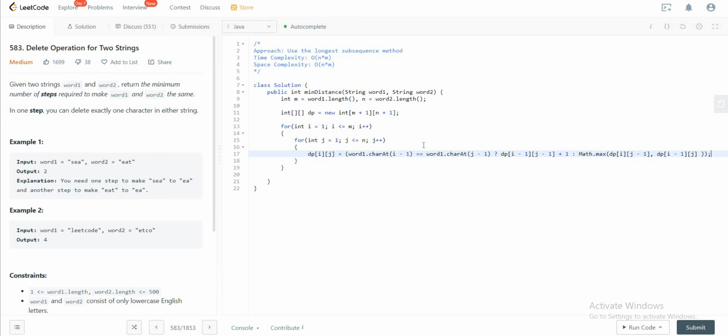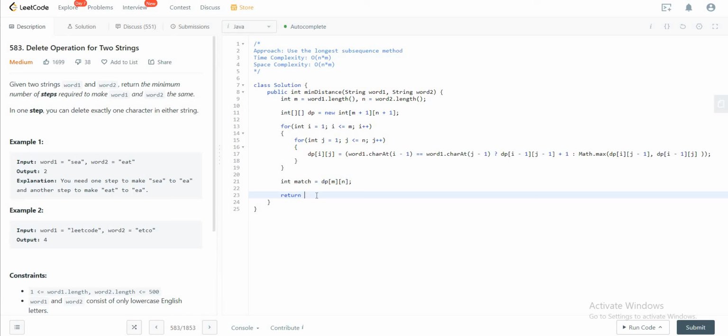So once you go through this, the last value, the bottom right value, will have the maximum number of subsequence in both the strings. So let's get that value back. So this would be dp of m, n. And what do you need to return? You know that these are the characters that actually need to remain in the word. So you need to remove everything else.